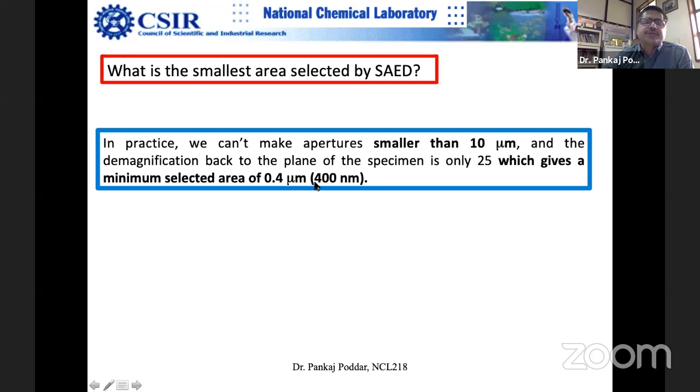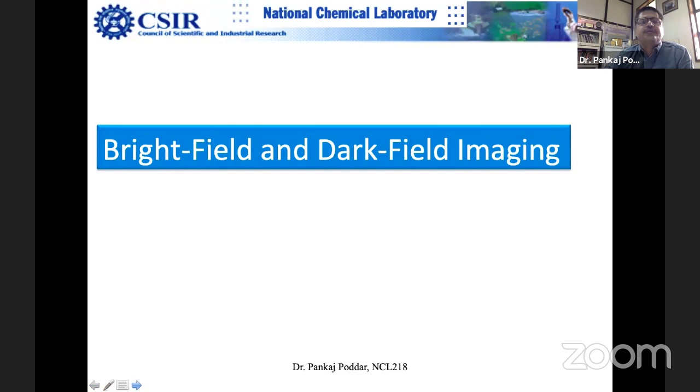This question is often asked by students: how small an area can I select? I mentioned when I was teaching apertures that you cannot make an aperture smaller than 10 micron because of machining issues. If you take a demagnification by 25, the minimum selected area is around 400 nanometers. As a rule of thumb, remember that you usually select about half a micron area. There may be other innovations I'm not aware of, but this is the information I have.